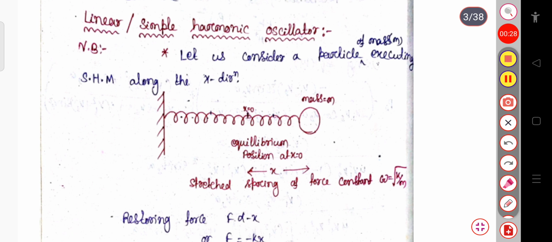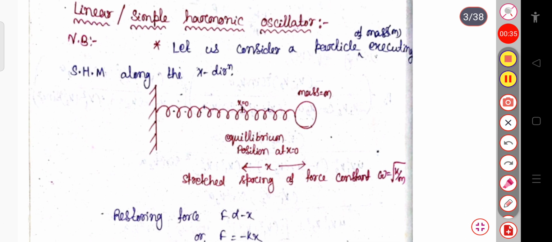First of all, in the simple way we can see the linear or the simple harmonic oscillator. Let us consider a particle having the mass m that executes simple harmonic motion along the x direction. Here you can see this body has the mass m, it is attached to a rigid support by a spring, and this spring is attached to this mass m. Suppose this is the equilibrium position, that is x equal to 0, and after some time it is stretched, with the spring having force constant k, so the body gets displaced from the equilibrium position by a displacement x.